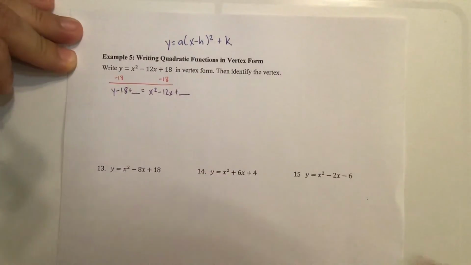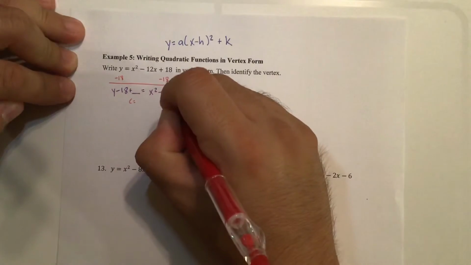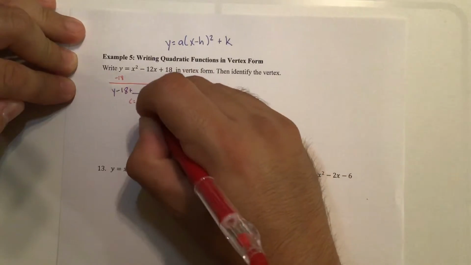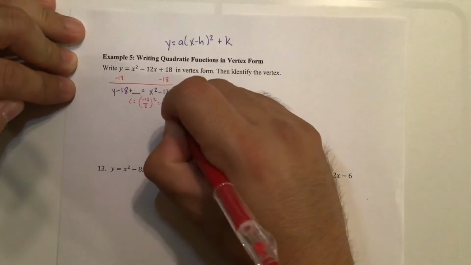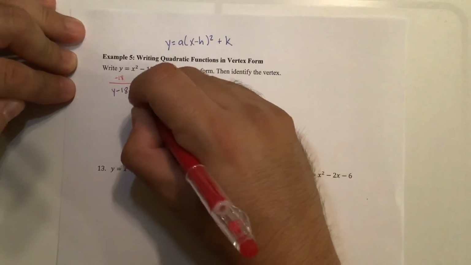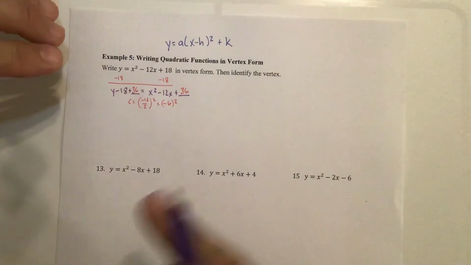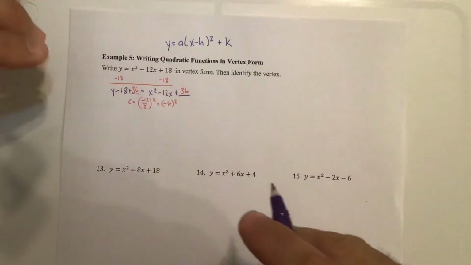So the steps are the same, right? Move the c value over. Find your perfect c value. So b is right here, negative 12x. So negative 12 divided by 2 squared, which is negative 6 squared, which is 36. All right, this one's a little bit different because the left side I'm going to simplify and the right side I factor, but it's really the same thing.